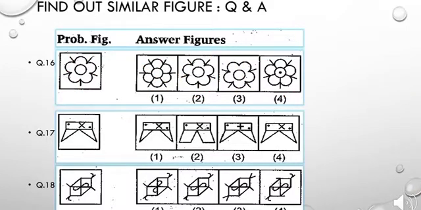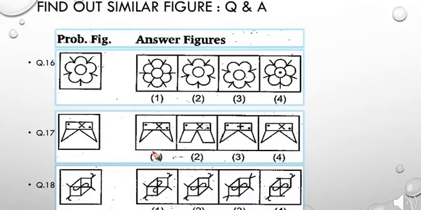Let's go to the next question. In question number 17, there is a problem figure given and there are 4 answer figures given. We need to see which answer figure is matching with the given problem figure. We see at the bottom there are 2 triangles and one side of the triangle here is actually about to meet the other triangle here. So we need to check whether 2 triangles are put in the same way and whether the triangles are about to touch each other here.